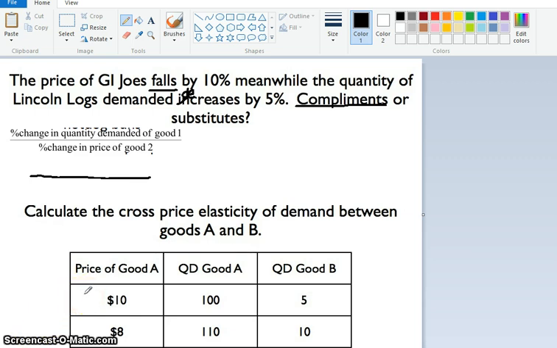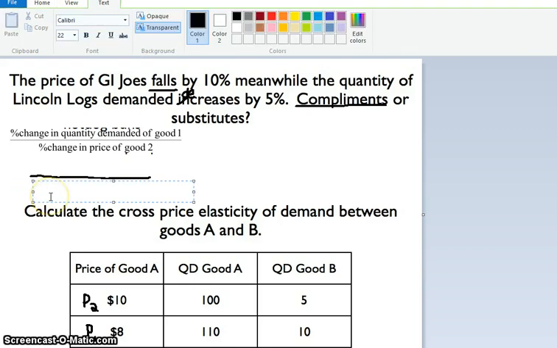So I'll go like this. I'll say P2 like this. Just write it in. Okay, and this will be P1. All right. So if you need to go back and check how you find the percentage changes, go ahead and do that. But I know 10 minus 8, P2 minus P1, is going to get divided by 10 plus 8 divided by 2. Okay? I know that's the bottom here.